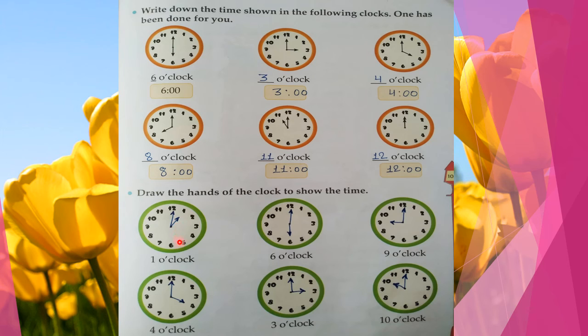Then the timing is 1 o'clock. Next, 6 o'clock. So we'll draw a longer hand at 12 and shorter hand at 6. Okay. So the timing is 6 o'clock.